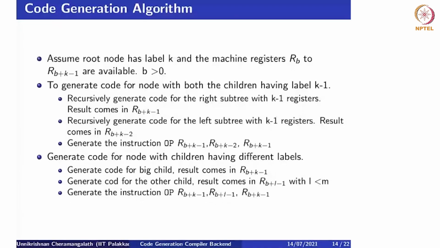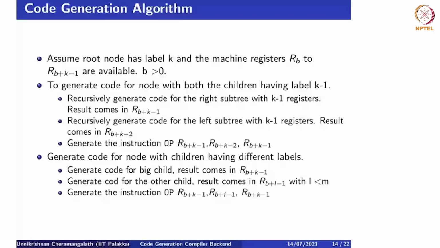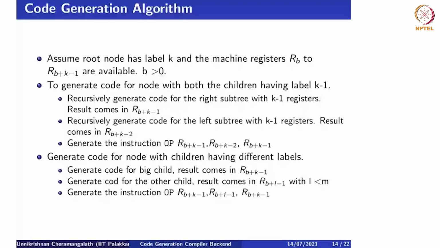What is M? Where is M coming from? In the second last line, you said that we generate code for the other child, and the result comes in R b plus L minus 1 with L less than M. But I didn't see M before. That's L less than K. Sorry, there's a typo, L less than K.